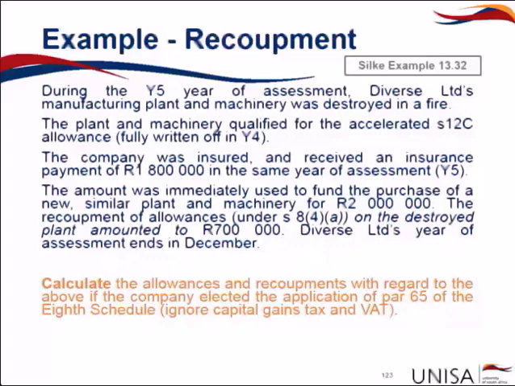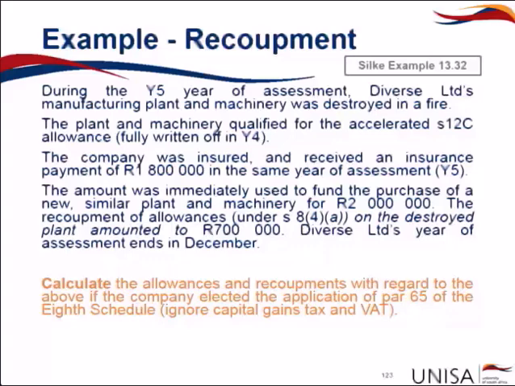In year 5, this company had a manufacturing plant that was destroyed. The manufacturing plant was already written off in year 4, and the company was insured and received 1.8 million in the same year of assessment as the year that it was destroyed, year 5. The amount was immediately used to fund the purchase of a new or similar plant that cost 2 million. The recoupment of allowances under section 8.4a on the destroyed plant amounted to 700,000.